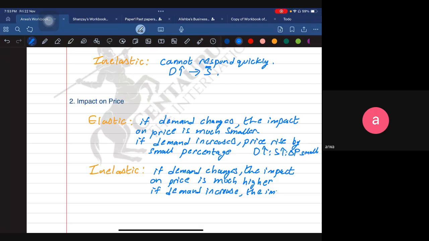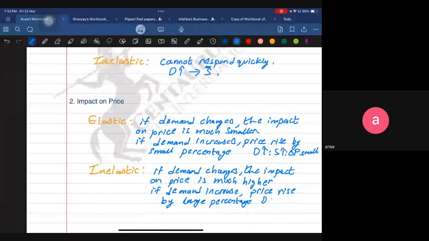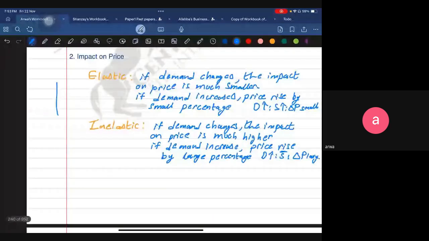So you understand the concept. A bit confusing, but it simply means that if demand increases and supply may not increase, the price will rise by a large percentage.